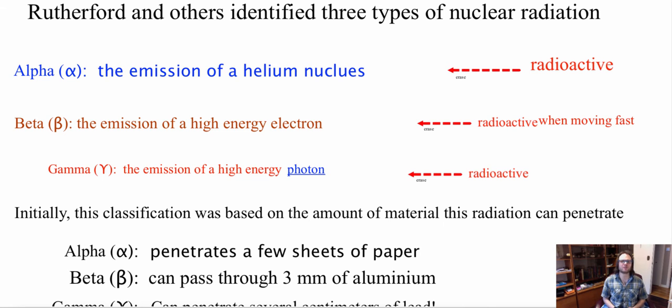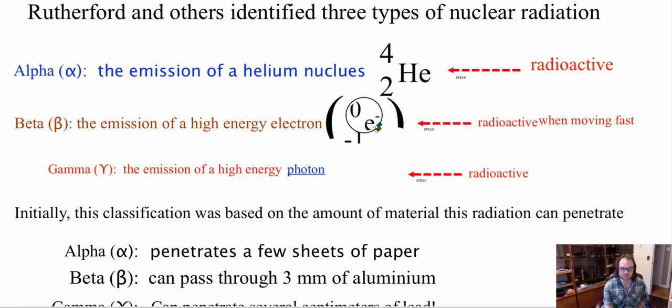So what kinds of radiation are there? Well, Rutherford and others identified 3 types of nuclear radiation. The first is alpha, which is essentially the emission of a helium atom from the nucleus. The second is beta, which is the emission of an electron. My third is going to be the emission of light energy, which is a photon, and that is gamma.